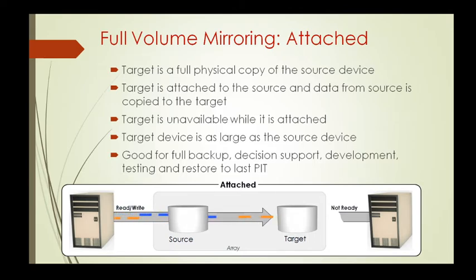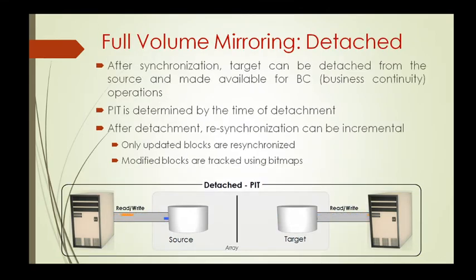Figure B shows a full volume mirroring when the target is detached from the source. Both the source and the target can be accessed for read and write operations by the production and business continuity host respectively. This is about full volume mirroring.